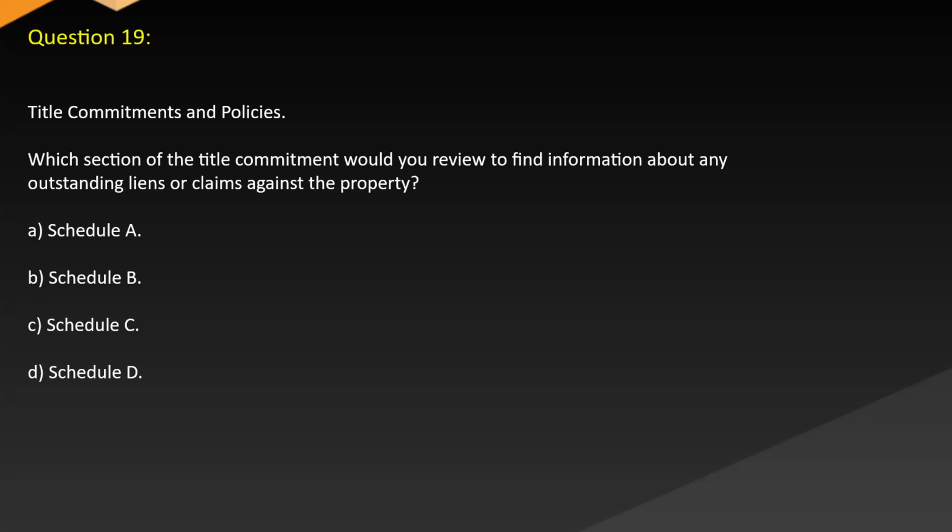Question 19. Title commitments and policies. Which section of the title commitment would you review to find information about any outstanding liens or claims against the property? A. Schedule A. B. Schedule B. C. Schedule C. D. Schedule D.